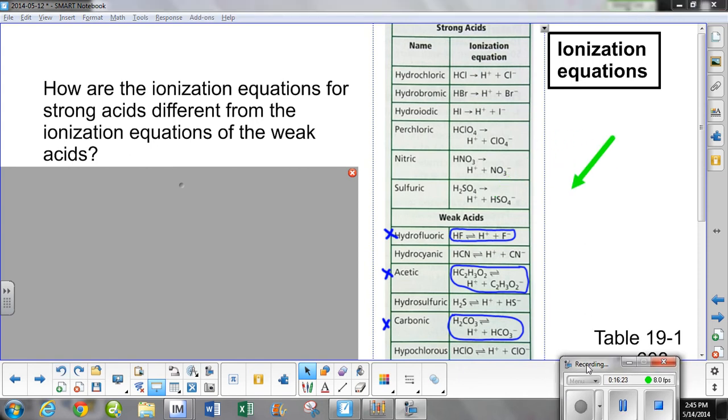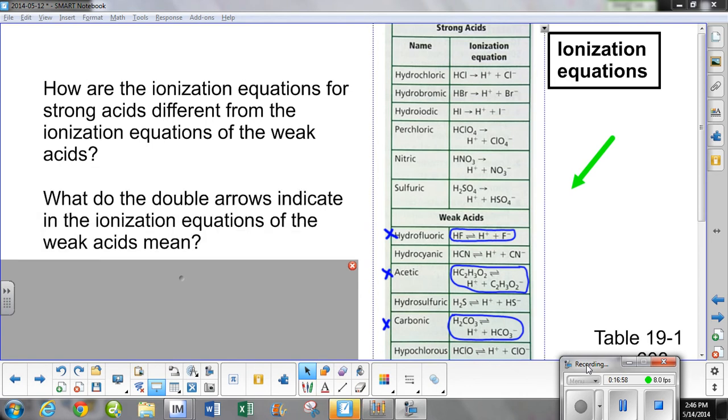So what I'm asking you to do right now, if you're listening at home, is stop the recording after we answer these couple of questions. Then you're going to do the same assignment that I'm asking people to do in class to help make sure that you understand the concept of equilibrium. So let's go to William. You're on. How are the ionization equations for strong acids different from the ionization of weak acids? We just said that. Remember what that was? The weak acids, they go both ways. Good. Weak acids go both ways. All right, now let's go down here. What do the double arrows indicate?